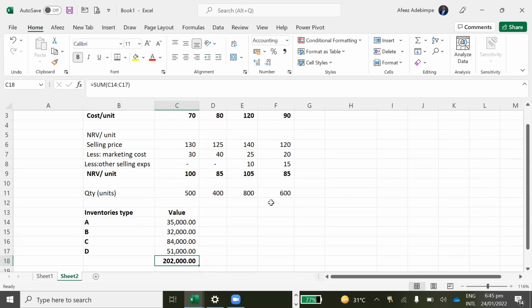And lastly, for D, the cost per unit is given to be 90 and the NRV is calculated to be 85. 85 is lower, right? Yes. Then to get the value, 85 times 600. Altogether, the total value of inventory to be recognized in my books is 202,000.